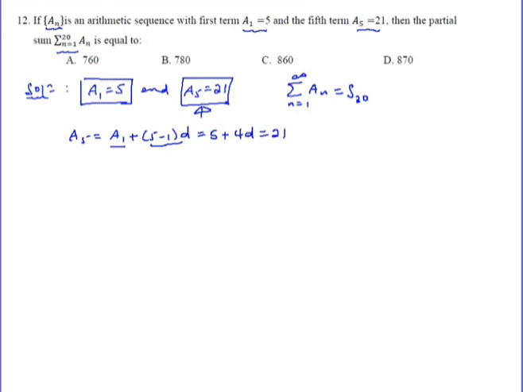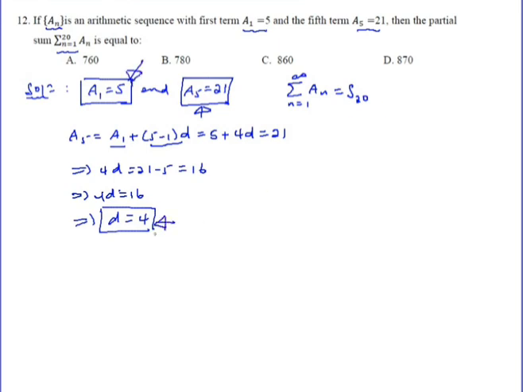So 5 plus 4d is 21. From this, 4d becomes 21 minus 5, which is 16. So 4d becomes 16, which means d becomes, dividing both sides by 4, the common difference becomes 4. So we have the first term and the common difference. Now what can we do? S20, the sum of the first 20 terms.